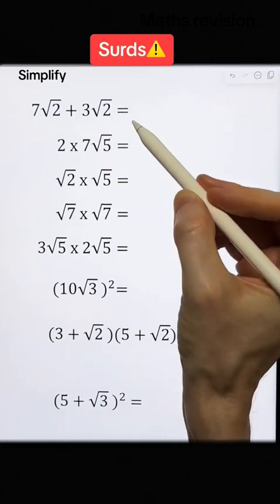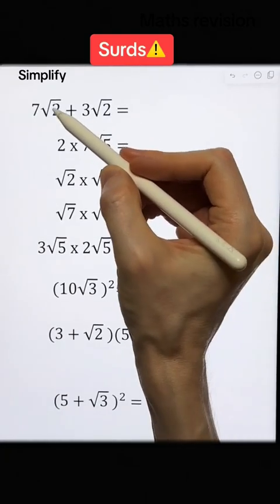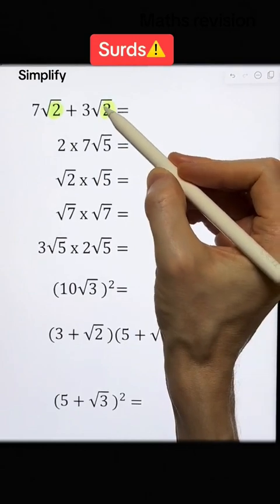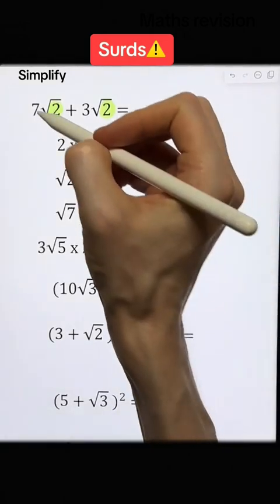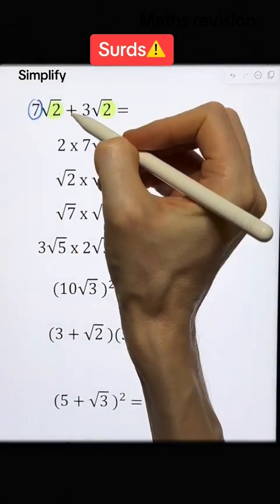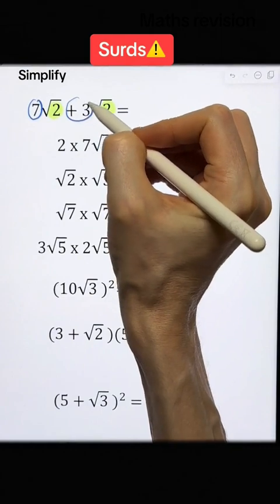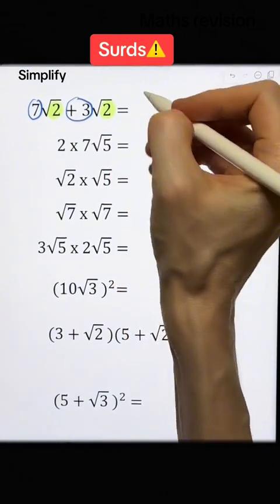We can only add or subtract surds if they have the same number inside the root. Here, as they both end in root 2, they're like terms. Hence 7 lots of root 2 plus another 3 lots of root 2 will simplify to give us 10 lots of root 2.